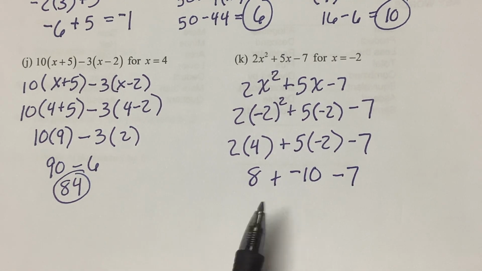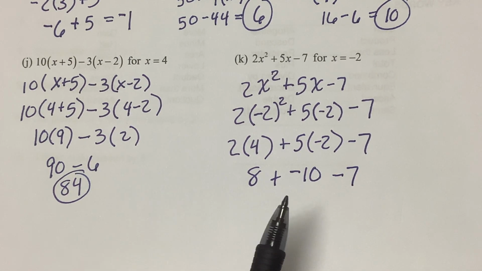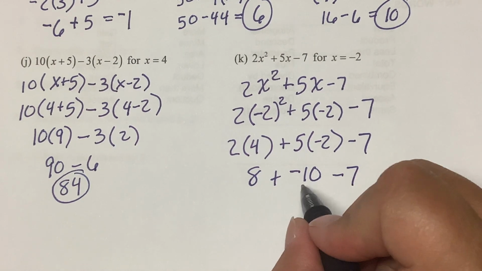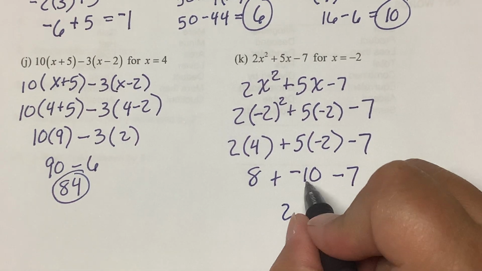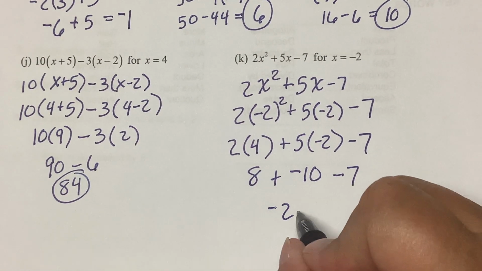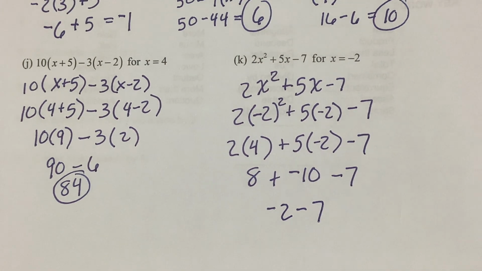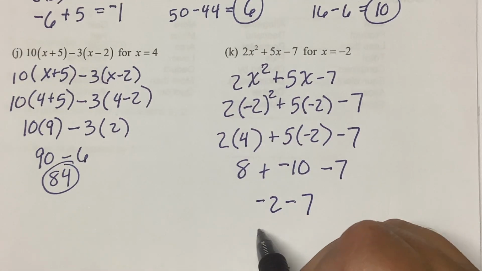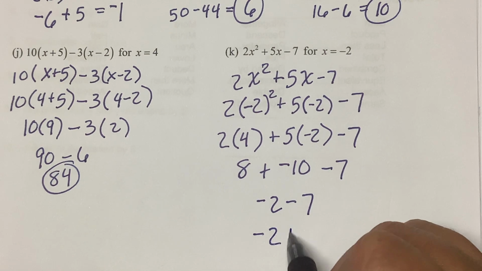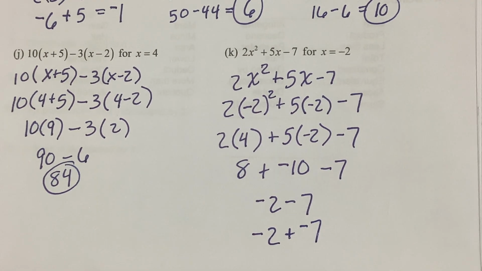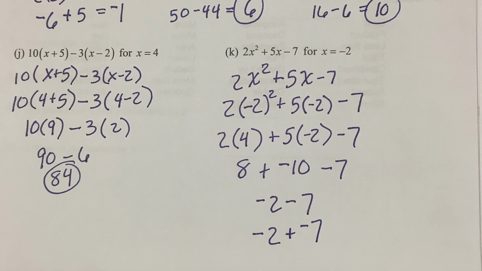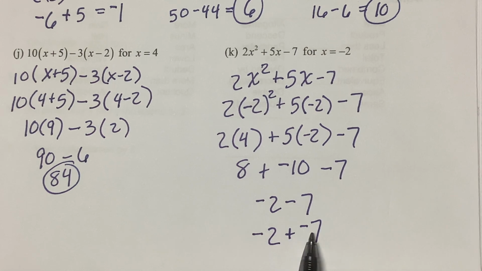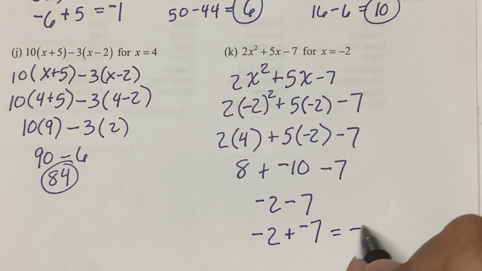Okay, the signs are different, so I subtract 10 minus 8, which is 2. 10 is larger, it's negative, so negative 2 minus 7. A little keep change change. Negative 2 plus negative 7. I always say keep change change, but you know I mean add the inverse. So I'm actually adding the opposite. Negative 2 plus negative 7 is negative 9.